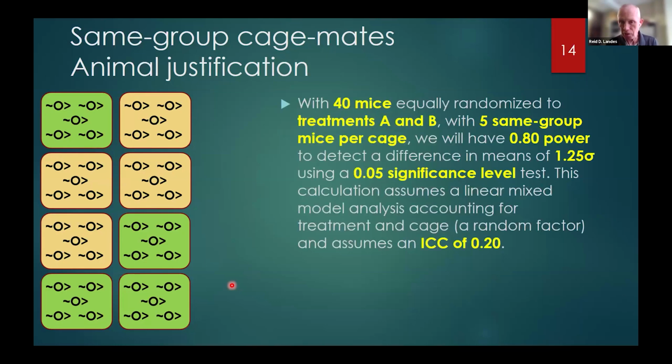Now let's turn our example to a hypothetical example. We know that we should account for these cages, these big units, in our statistical analyses. And if we refine our statistical analyses beforehand, then we might be able to reduce our overall N. So here's a hypothetical example. I've got 40 mice. They're randomized between treatments A and B. I'm going to have 5 same group mice per cage, and that's going to give me 80% power to detect a 1.25 standard deviation difference between the 2 groups, at a 0.05 significance level test. And it does assume an ICC of 0.2, all right?